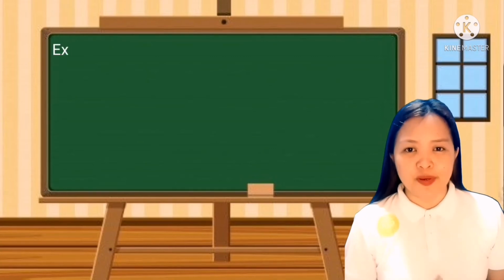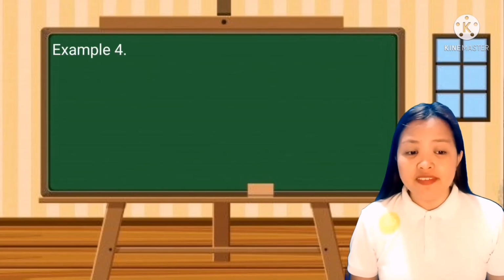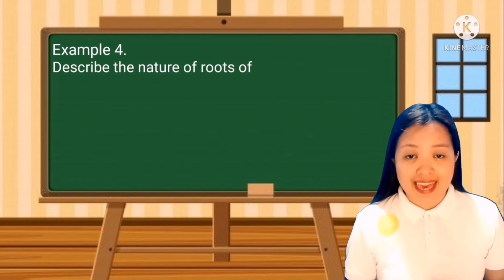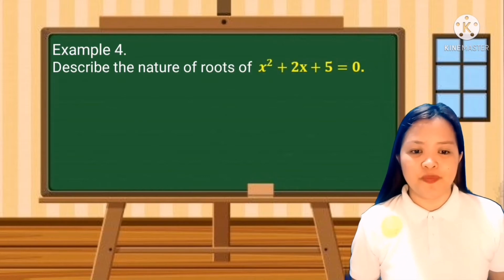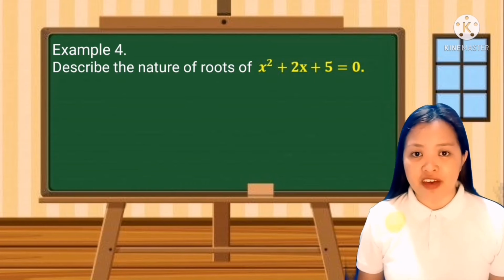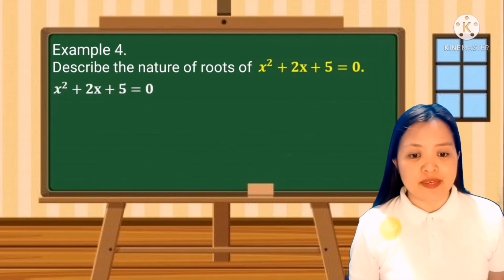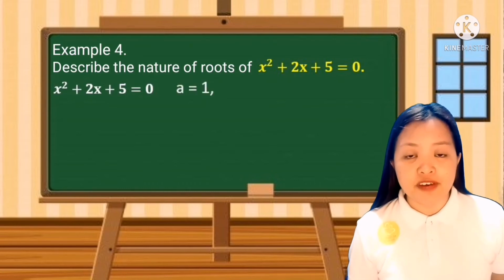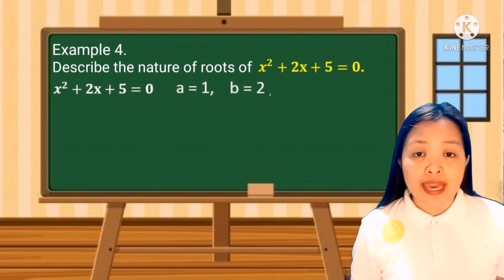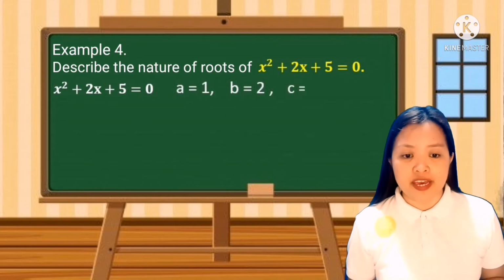Last example. Describe the nature of roots of x squared plus 2x plus 5 equals 0. First, let us identify the values of a, b, and c. The value of a is equal to 1, the value of b is equal to 2, and the value of c is equal to 5.